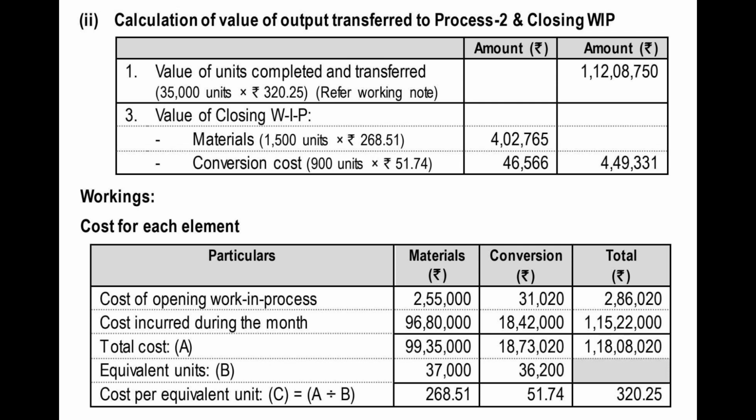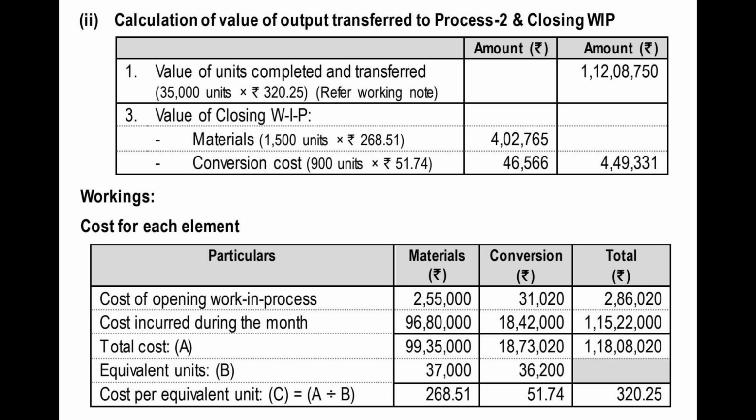Then total it. Total material cost: 2,55,000 plus 96,80,000 will be 99,35,000. Total the conversion cost column: 31,020 plus 18,42,000. The total cost of conversion will be 18,73,020. So add the material total cost and conversion total cost: 99,35,000 plus 18,73,020. In the outer column write 1,18,08,020.